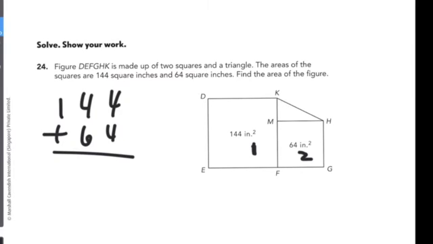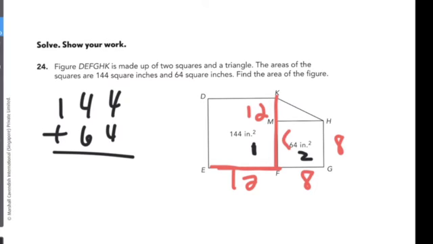But the problem is we need to figure out the area of the triangle. So what we know is that they're squares. So we know that its side length squared will give me the area. So what I look at is 144 is my area. So what number multiplied by itself equals 144? I know that's 12. So this whole side is 12. If I look at 64, I know it's 8 and 8.